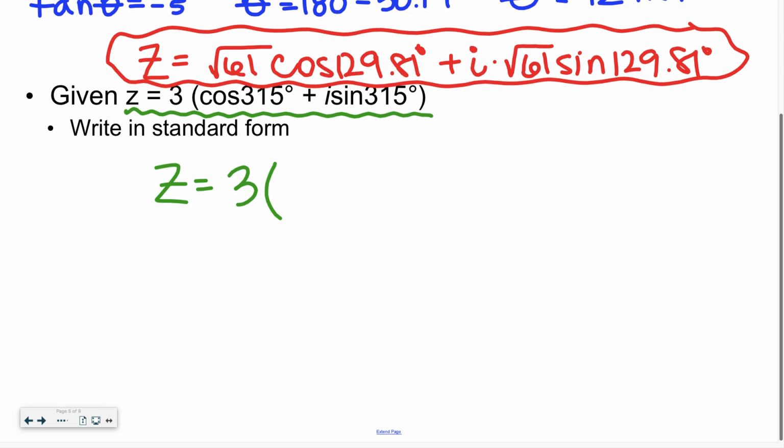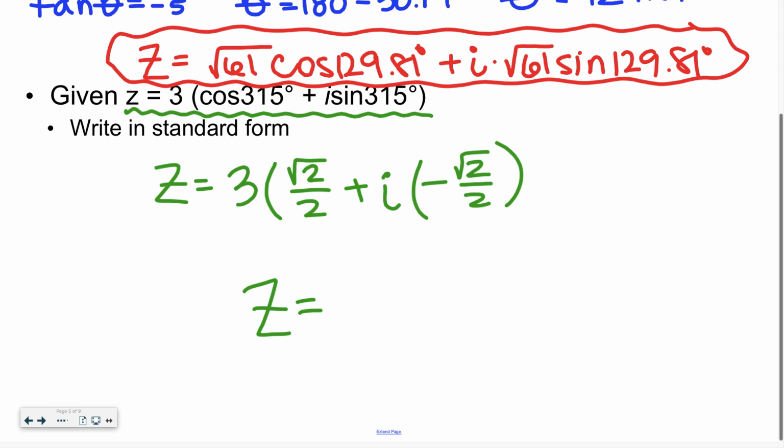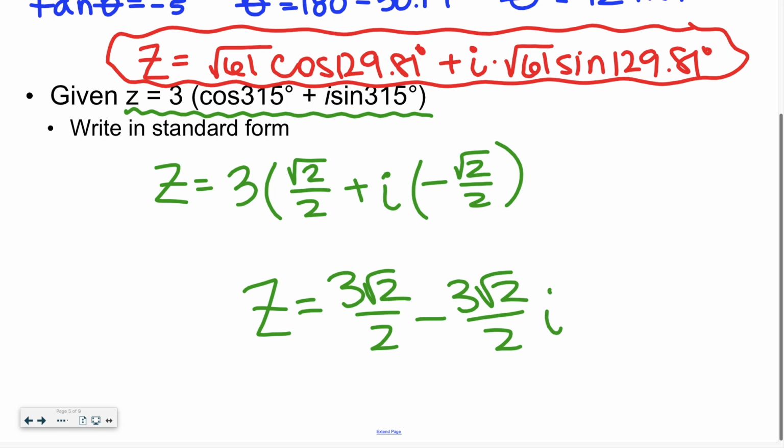Say aloud. Square root of 2 over 2. Square root of 2 over 2 plus i times, what's the sine of 315? Also negative radical 2 over 2. So our standard form complex number is 3 radical 2 over 2 minus 3 radical 2 over 2 i. Notice how now the i comes after b when we're in standard form.